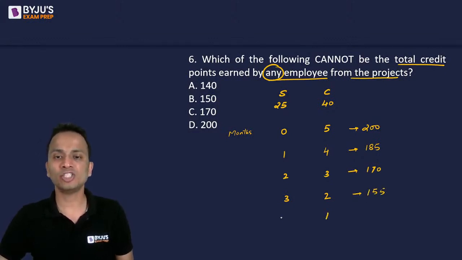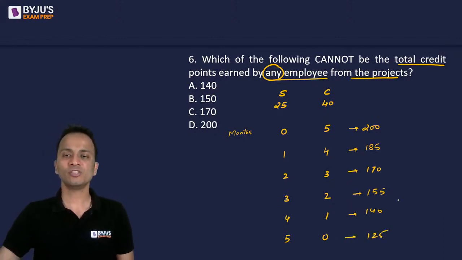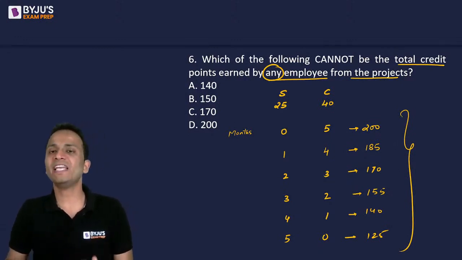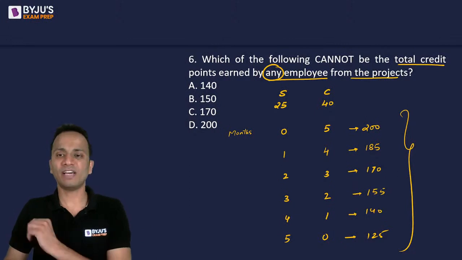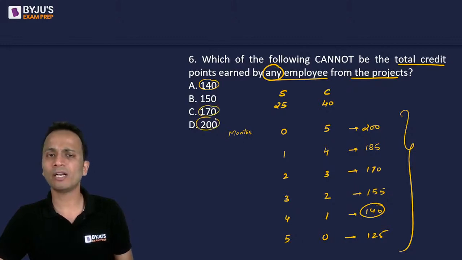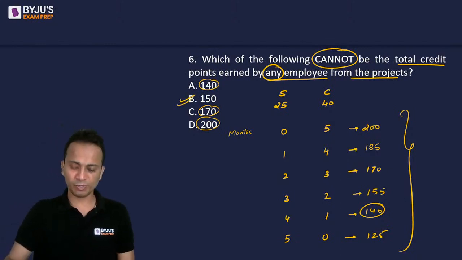Then 1 month challenging and 4 months standard. This is 140. And 5 months standard and 0 months challenging. This will be 125. So these are the possibilities of the earning of any of the employees for these 5 months. Okay, so 140, yes, it can be a possible value. 150 cannot be a possible value. 170 is a possible value. 200 is a possible value. So we have to find out which of the following cannot be. So the correct answer will be option B.